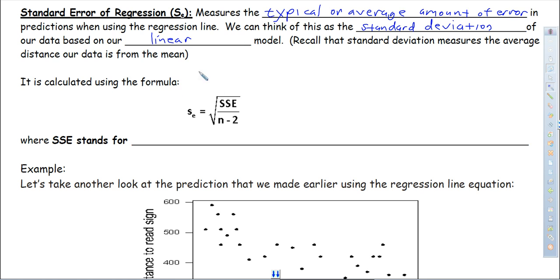So it is calculated using this formula. And hopefully this looks familiar, right? If we recall what standard deviation was, it looks pretty close to that. Where SSE, what does that stand for? That stands for the sum of the squared errors.